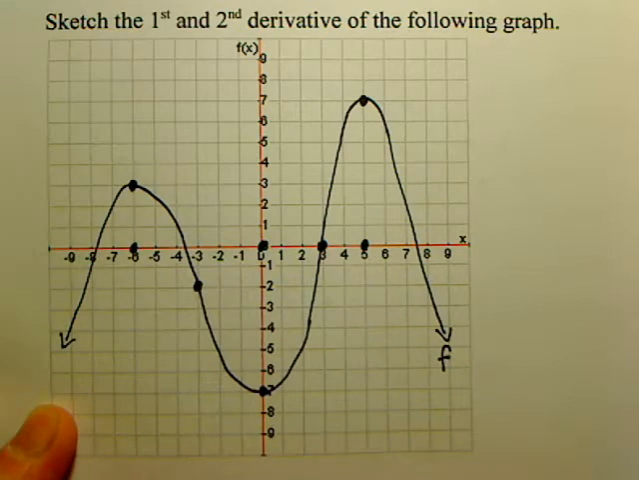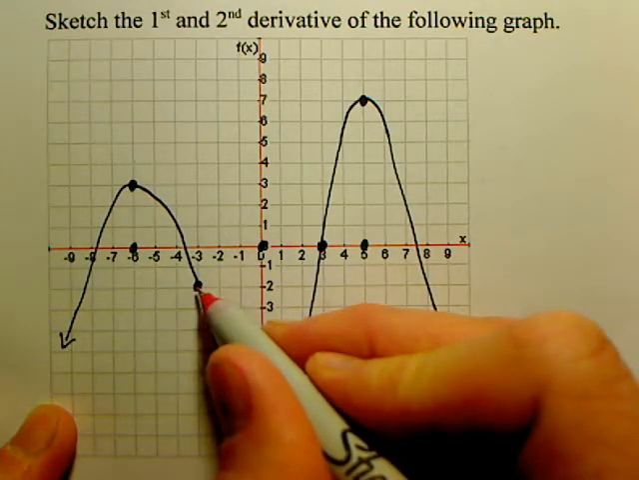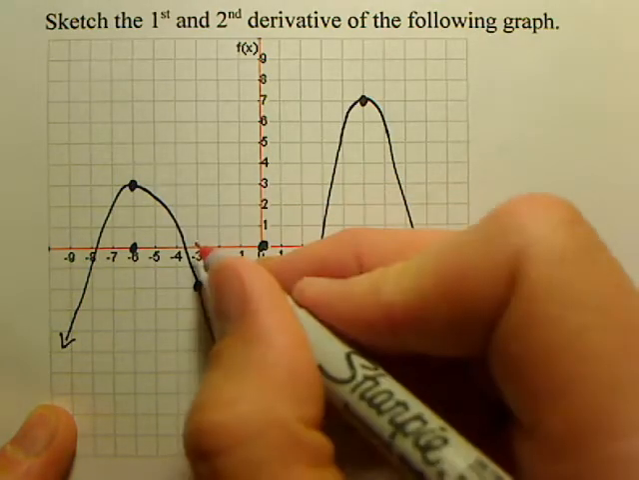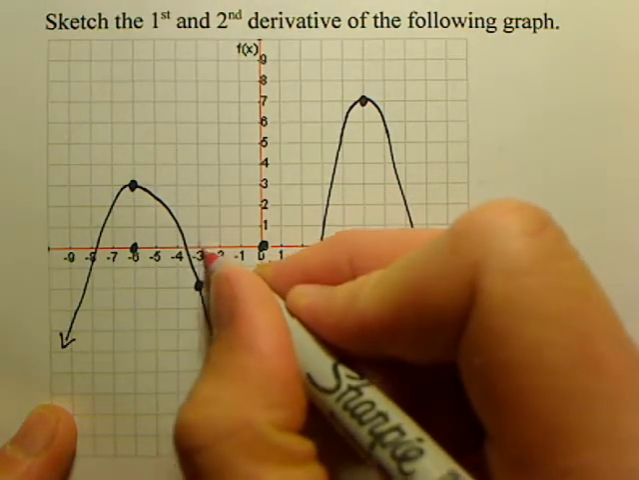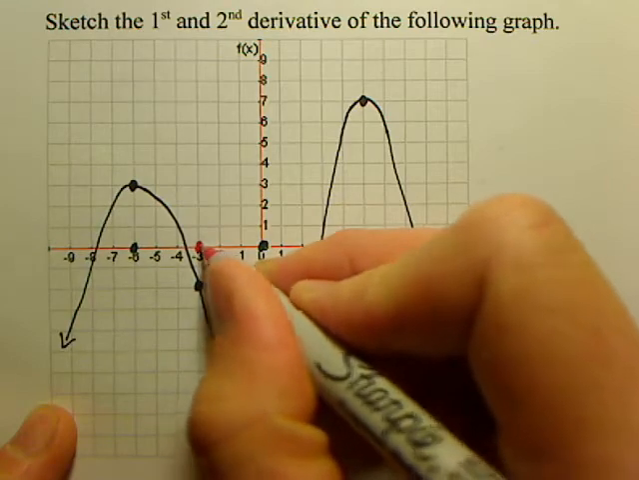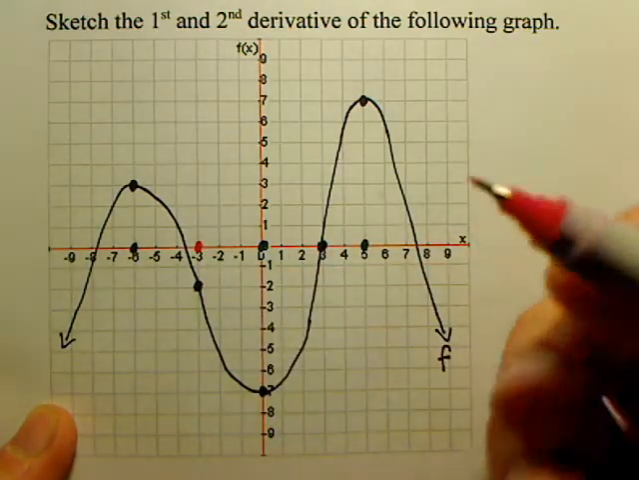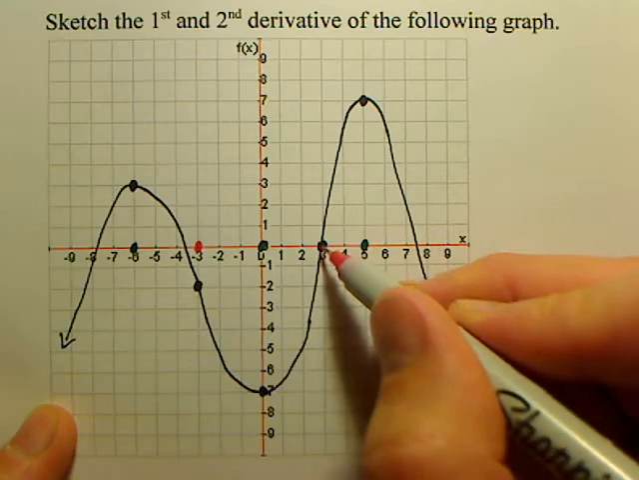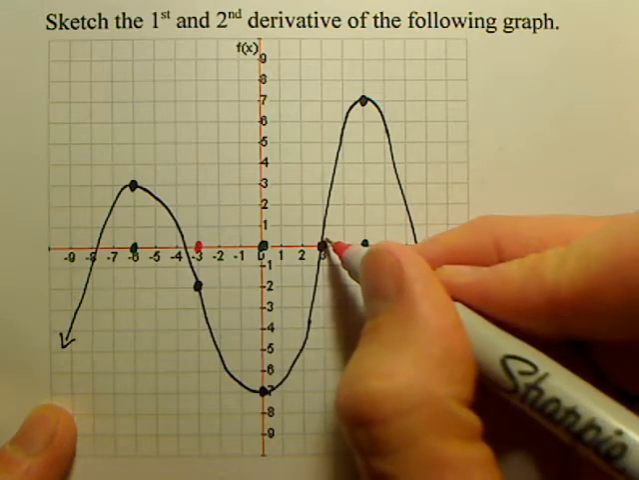Now for my second derivative, the key point of a second derivative is points of inflection. Points of inflection occur when the second derivative equals 0. So if you look at this point, that is a point of inflection. So that is where my second derivative equals 0. So for my second derivative, which I'll do here in red, it is going to be 0 at that point. And at this point of inflection, my second derivative will be 0 as well.